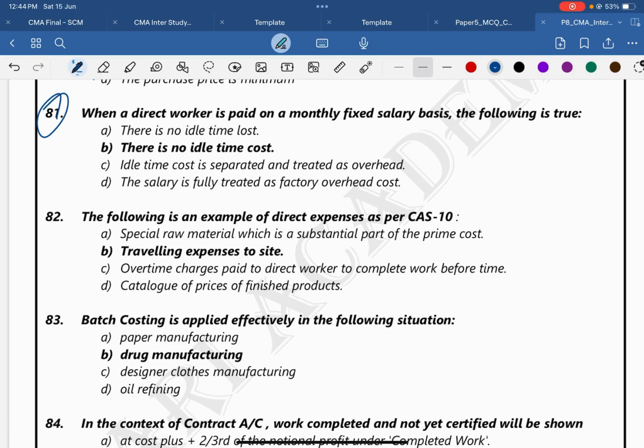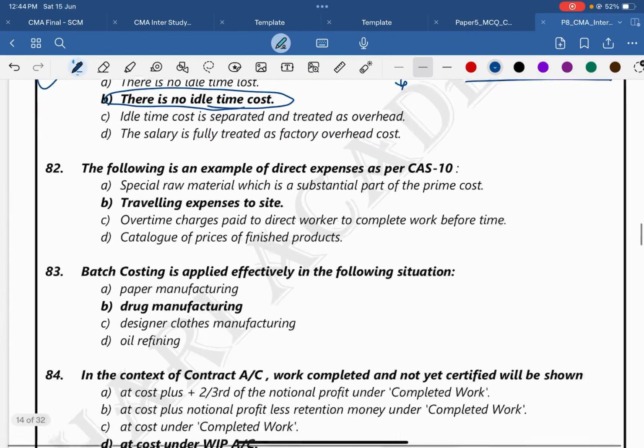81. When a direct worker is paid on monthly fixed salary basis, the following is true: there is no idle time loss. There is no idle time cost. That's what the correct answer is. There is no idle time cost. When they are paying on fixed basis, they are not paying on a daily basis.